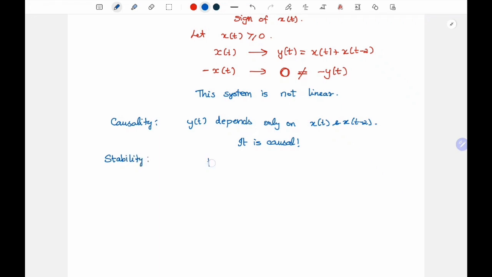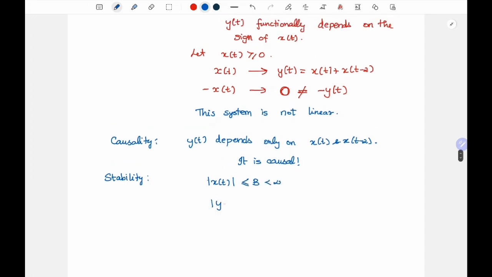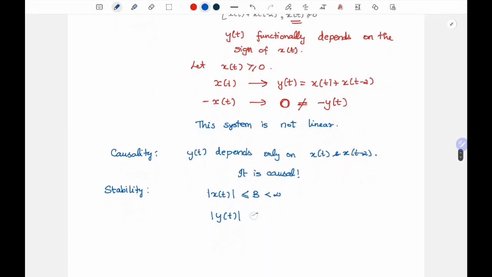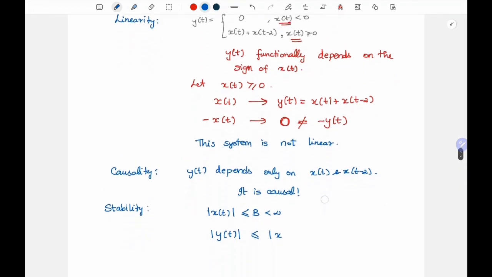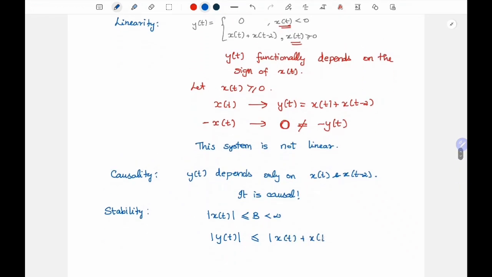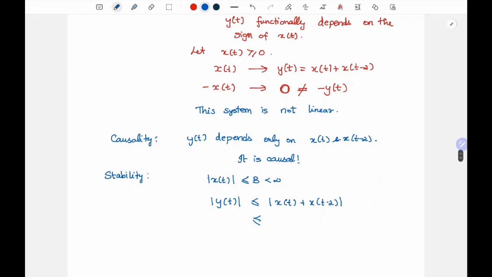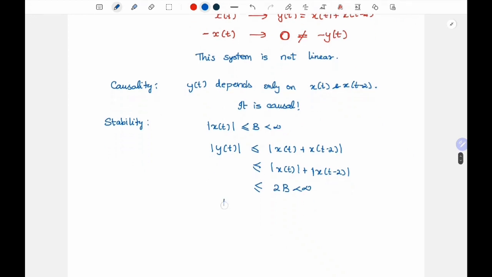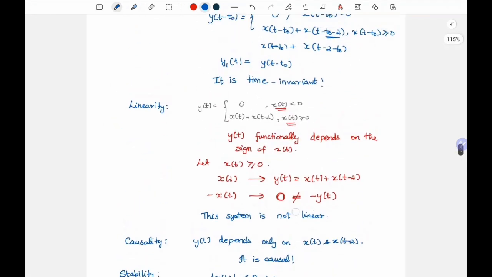And stability, similar to the previous one, let x of t be bounded. So y of t, what is the maximum value it can take for each x of t? It is less than or equal to mod x of t plus x of t minus 2, correct? And this is less than or equal to mod of x of t plus mod of x of t minus 2, which is nothing but less than 2b, which is less than infinity. Hence it is stable, right? So that is with the question.